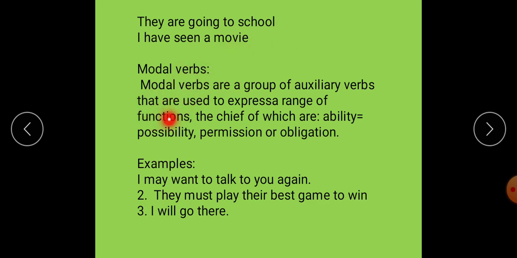Modal verbs. Modal verbs are a group of helping verbs or auxiliary verbs that are used to express a range of functions, the chief of which are ability, possibility, permission, or obligation. Examples, I may want to talk to you again. Here may is a modal verb. They must play their best games to win. Must is a modal verb in this sentence. I will go there. Will is a modal verb in this sentence.